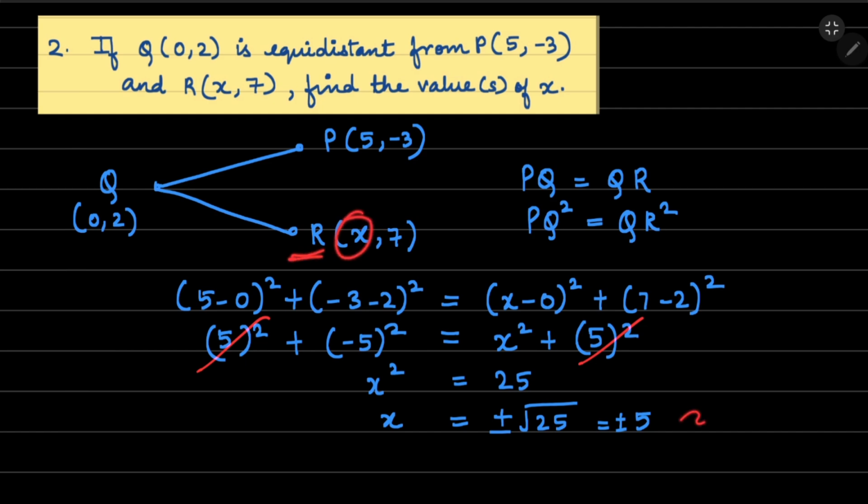This is the x coordinate of the point R. So you need not write units because it's not the distance. It's the x coordinate. So the answer is plus or minus 5.